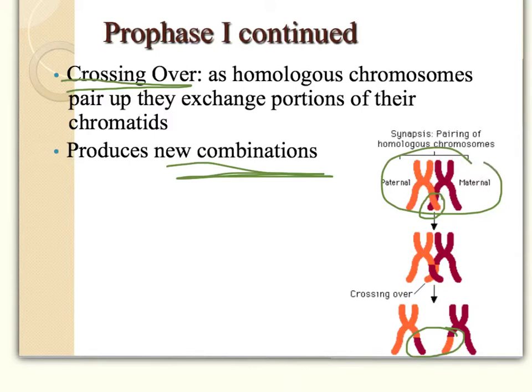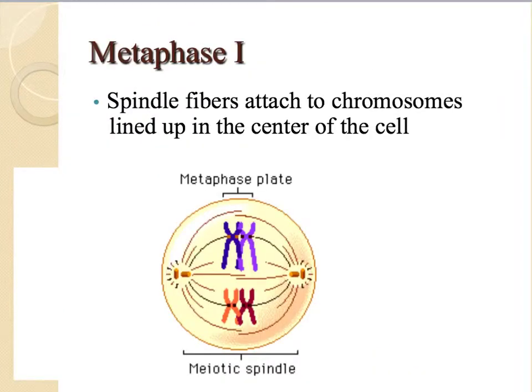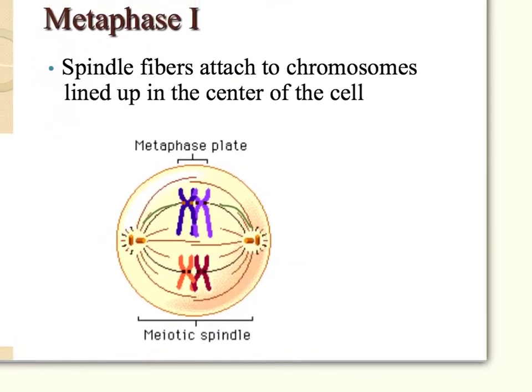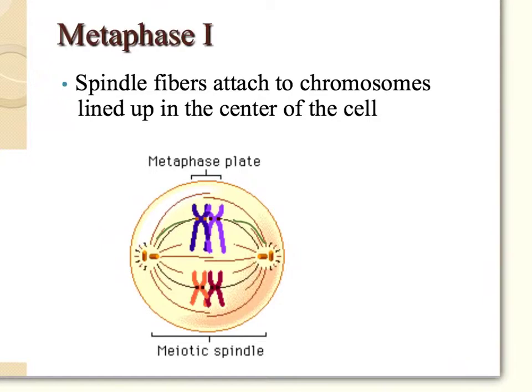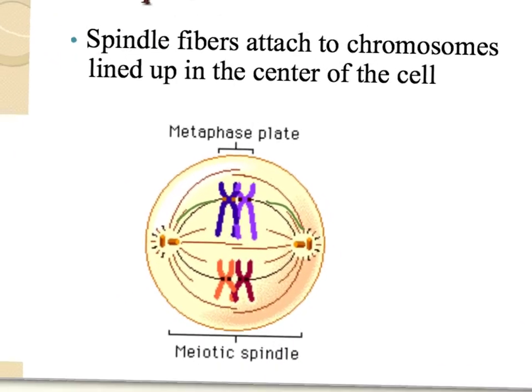Just like in mitosis, metaphase comes right after prophase, except we call this Metaphase I because there are two parts to meiosis. Again, very similar, in Metaphase I, we have our spindle fibers that will attach to the homologous chromosomes, and the chromosomes you see are still lining up in the middle of the cell.